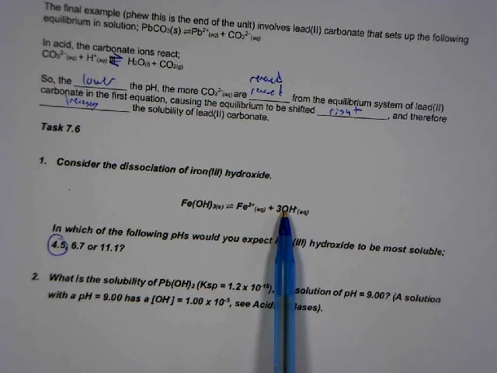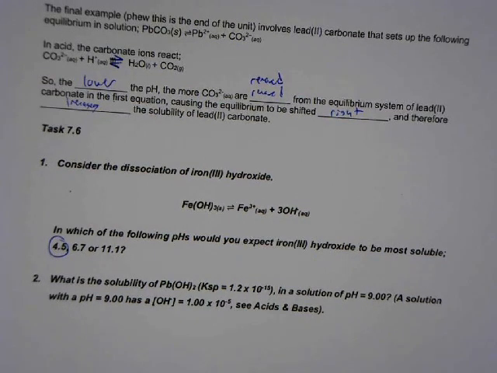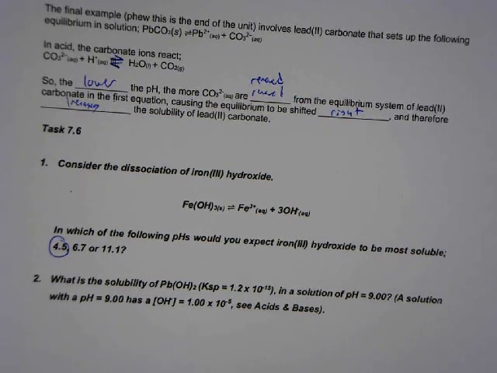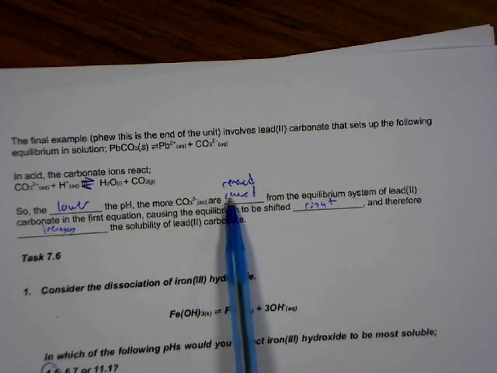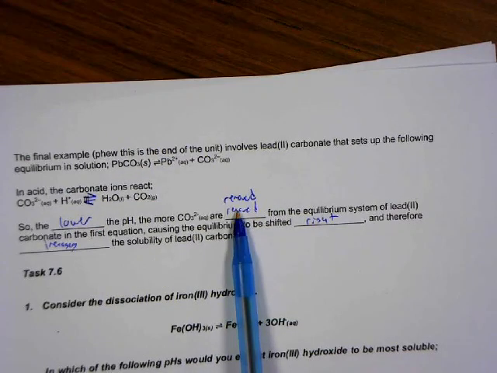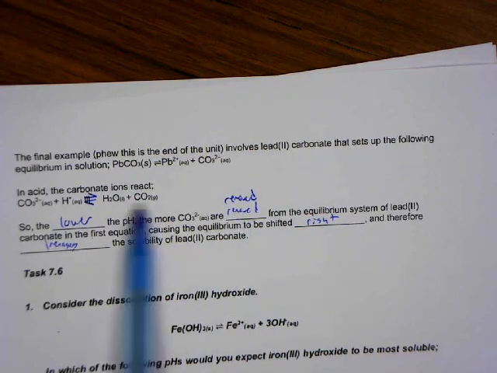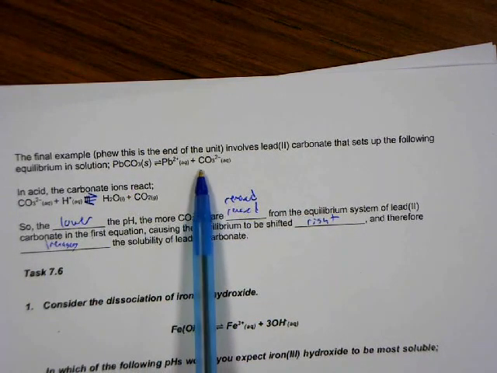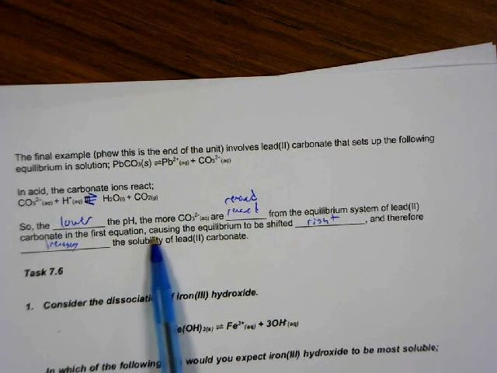In which of the following pHs would you expect iron 3 hydroxide to be the most soluble? 4.5. Why? The hydrogen ion. Well, lower pH is more what? Acidic. If it's more acidic, I'm adding in more H+, which is getting rid of more OH-, therefore removing product, shifting it to the right. Well done.